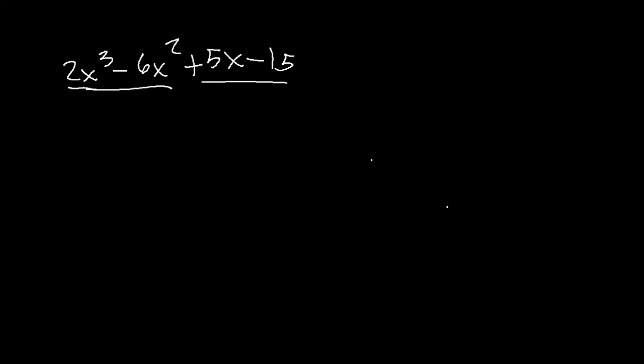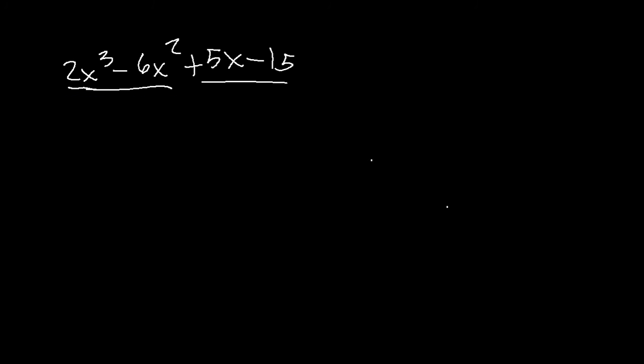So in our first group, we divide negative 6 by 2 and we get negative 3. The same goes for our second group, negative 15 divided by 5 equals negative 3. Now both these answers are equal, so we know that the expression can be factored by grouping. Now that we know, let's proceed to factoring the expression.